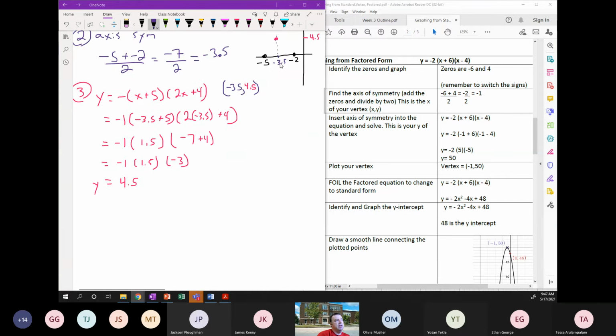Then I plotted my vertex there, being -3.5, 4.5. Now what I do is I FOIL it to find my y-intercept. So step 5 is foiling it. Now when I FOIL this, that negative 1 is just going to hang out in front again.